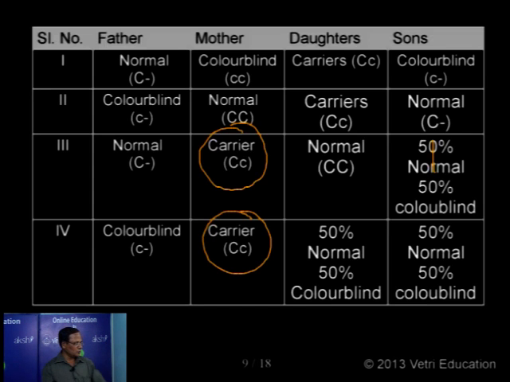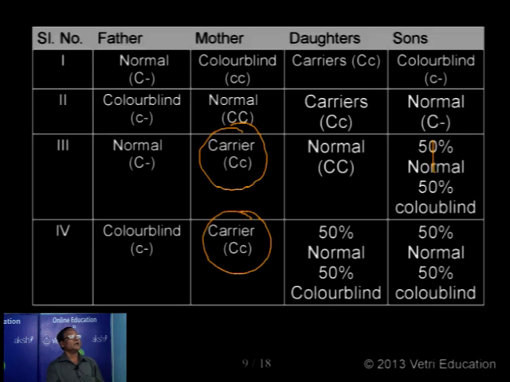This is the answer. Suppose I take a marriage between a carrier mother and a colorblind father. What is the probability of colorblindness among the sons? Again 50%. Among the daughters, again 50%. In the total family, again 50%. Out of the four, one male and one female are affected. So in the family, among the sons and among the daughters, you have a 50% probability. This is the clue by which we can answer any question.